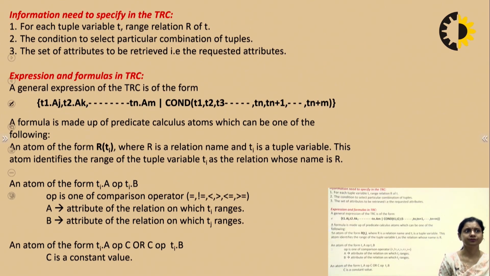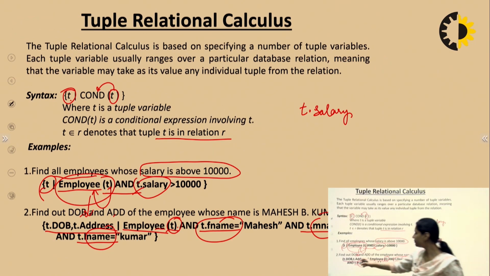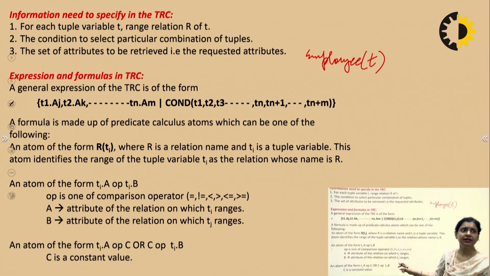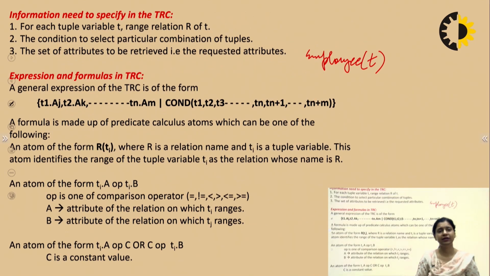So this is how we write the queries, or solve the questions, under the tuple relational calculus. Now, we have certain information that needs to be specified. For each tuple variable t, the range relation is R of t, like we write Employee(t). The condition to select a particular combination of tuples and the set of attributes that are to be retrieved, like we have seen over here. These are the set of attributes. Then the condition, and the tuple variable for which we are finding out the data.